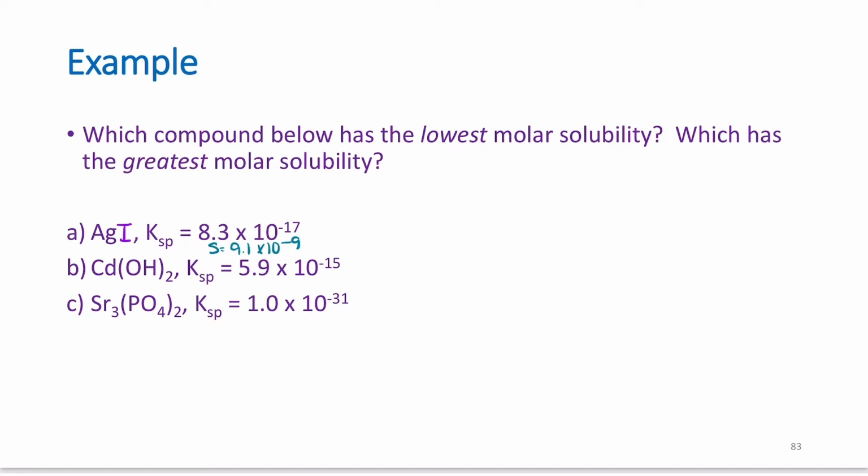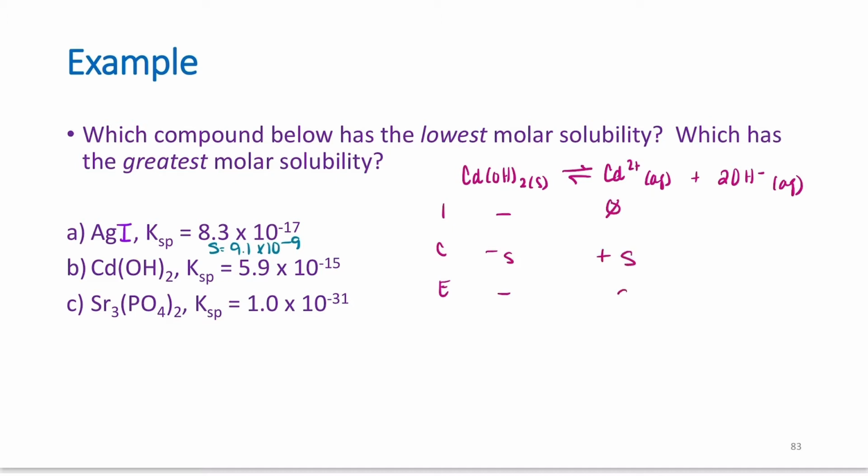Let's look at cadmium hydroxide, Cd(OH)2, which gives Cd2 plus and 2 moles of OH minus. Your RICE chart: we don't have any cadmium to start, but we will produce S amount. Now, hydroxide, here's the trick.